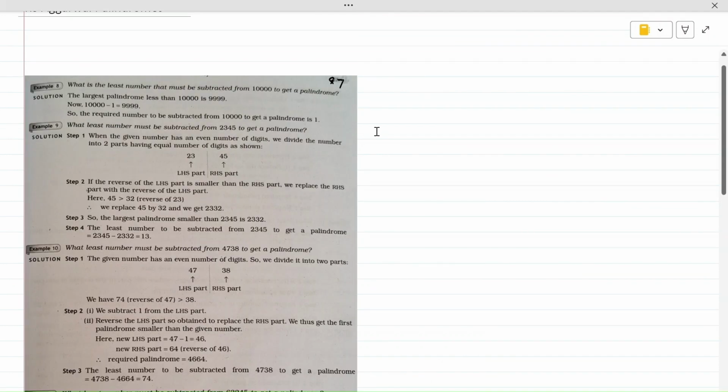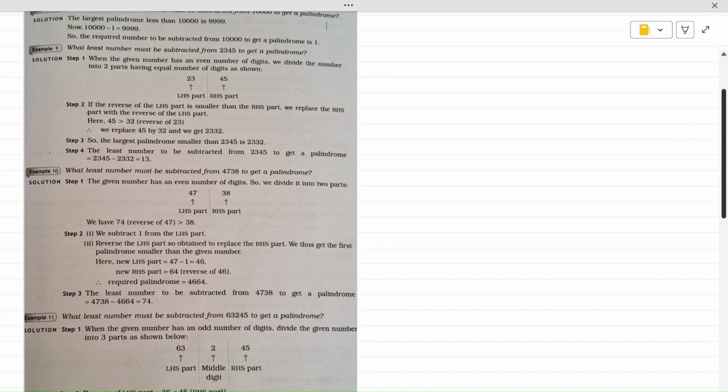Now kids, let us also pick the next question given to us. So this is example 10. I'm just writing answer 10 here. We are given the number 4738, and what we have to do is: what least number must be subtracted from 4738 to get a palindrome?